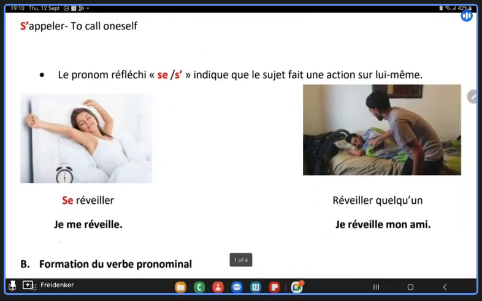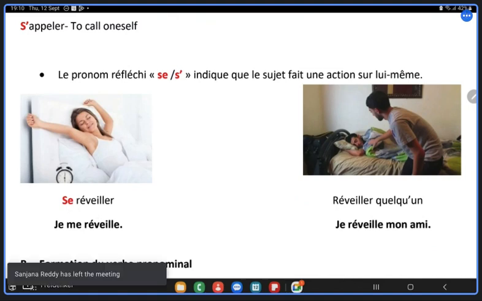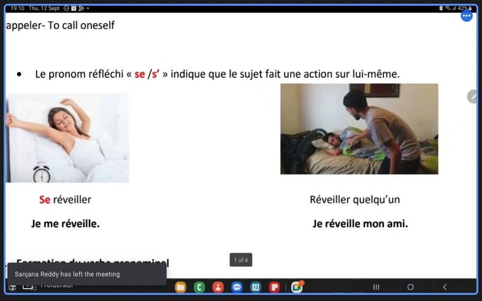Se réveiller. Je me réveille. I'll tell you why me came, but se changes to me. There's a rule for that. It's given right at the bottom. Se réveiller means to wake oneself. I wake myself up. That is what it means.